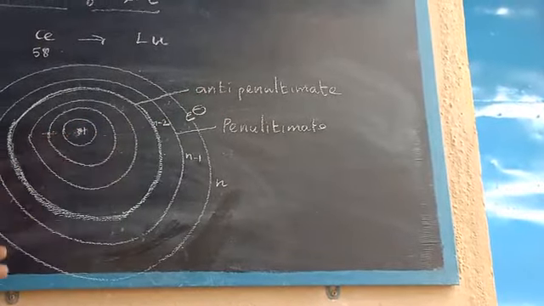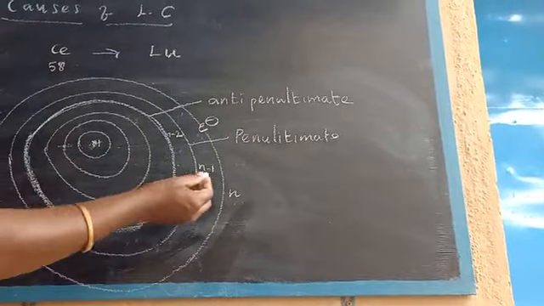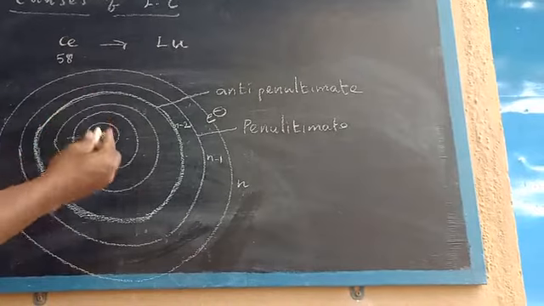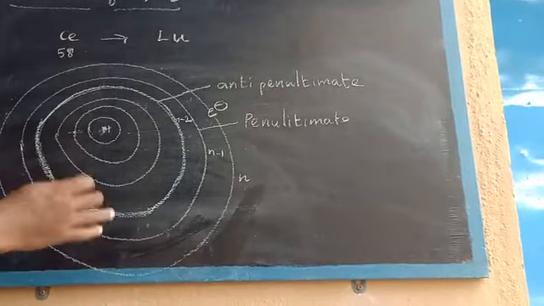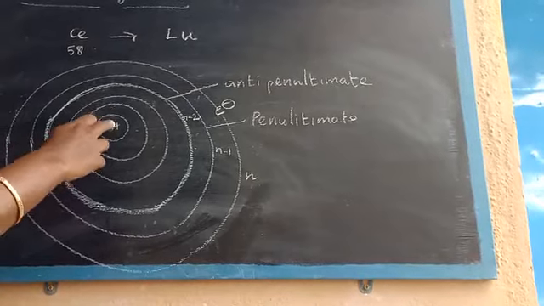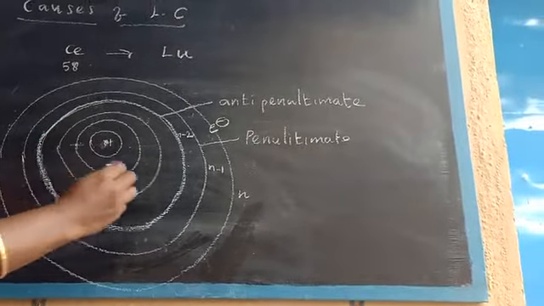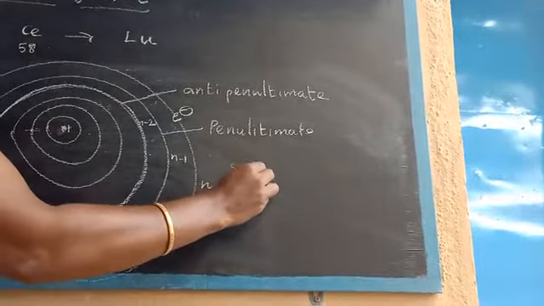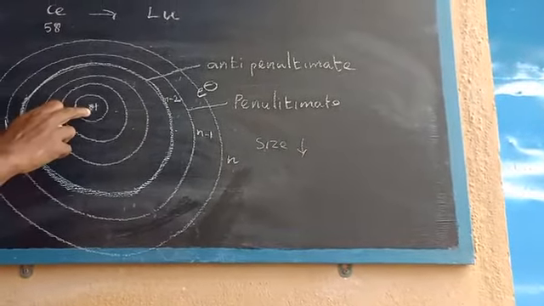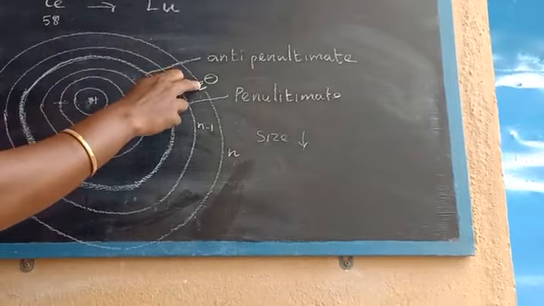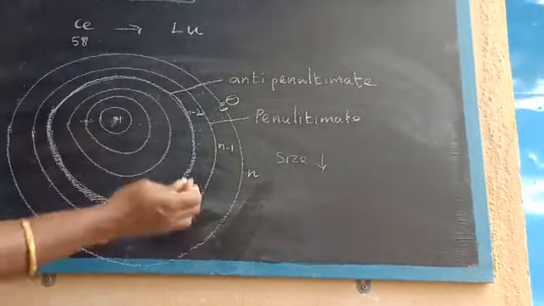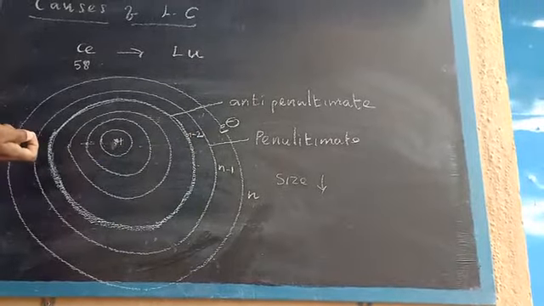So attraction takes place. Attraction means the size decreases. Here, to produce the attractive force, the nuclear force of attraction is created. Due to the nuclear force of attraction, the size decreases. Can you understand, children? Here is the positive charge, and in the outermost shell is the negative charge. So plus and minus attract, and the attraction moves inwards.